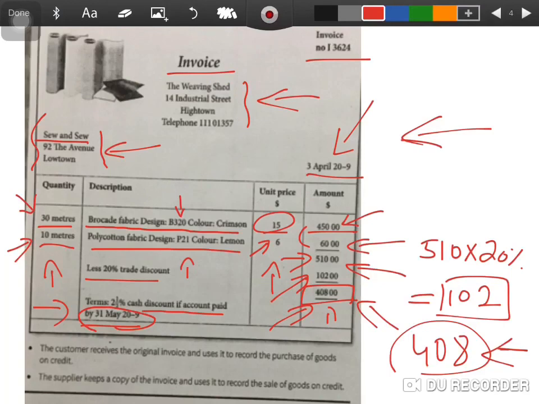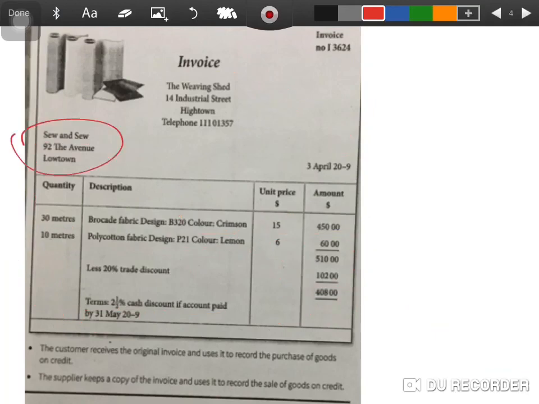There are two important points written at the bottom as well. The customer receives the original invoice, right? So if I'm issuing the invoice, then obviously CU, which is the customer for me, is going to receive the original invoice, and they are going to use that to record the purchase of goods that they have made from me. The supplier, which in this case is me, I am going to keep a copy of this invoice, and then I'm going to use that copy to record the sales that I've made, right? So this is a simple format of how an invoice can be for a business.